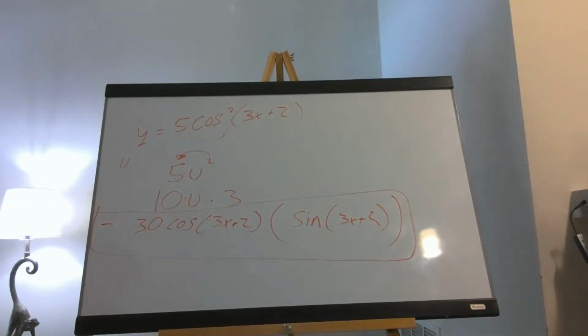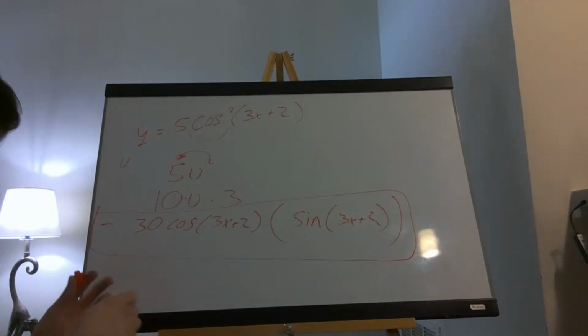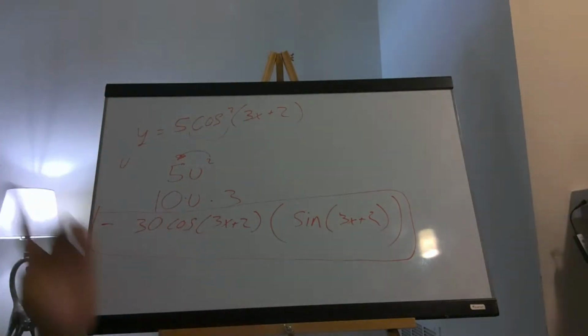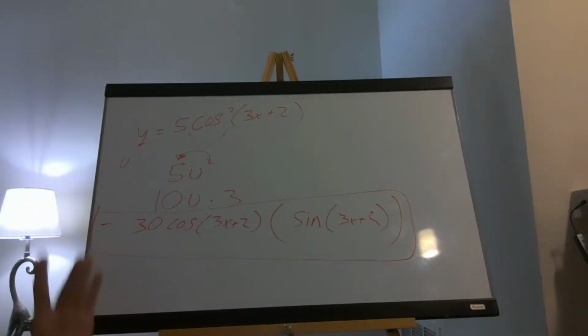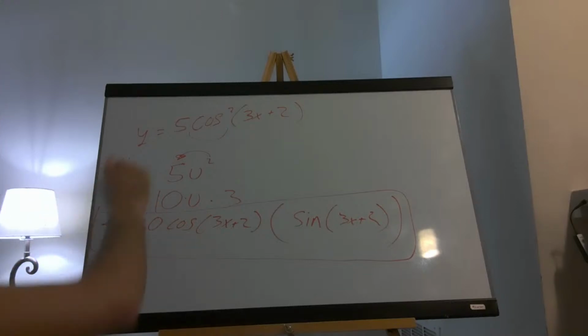That might have been confusing to follow, so I'm going to go back and re-explain it. Let's take a look at this right here. We've got 5 cosine squared of 3x plus 2. You'll never see something like this on a test, by the way. This is just me having fun. This is a good problem to know, because if you can solve this, I guarantee you'll make 100 on that test.